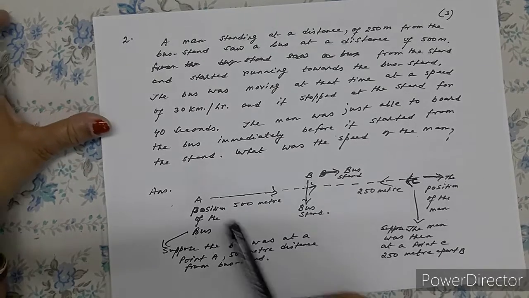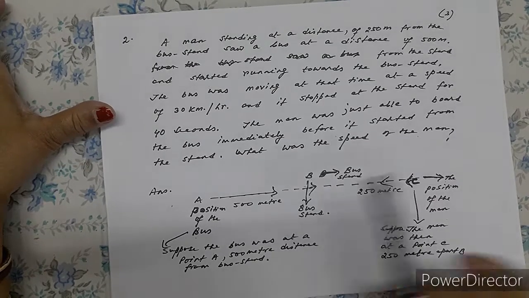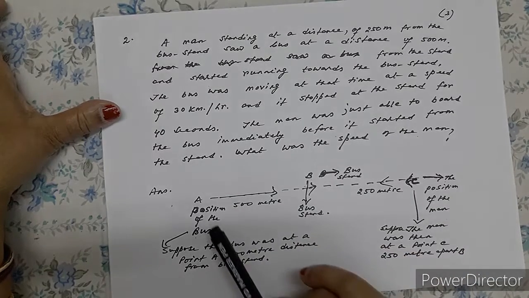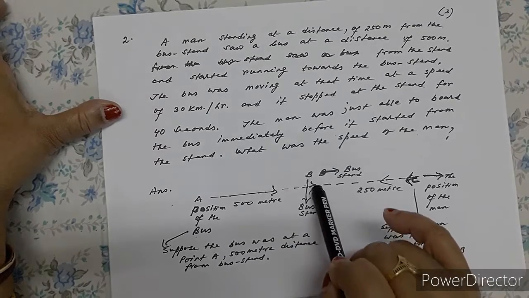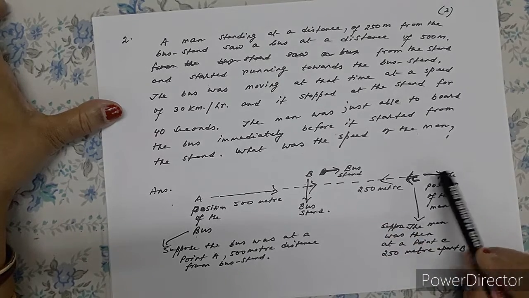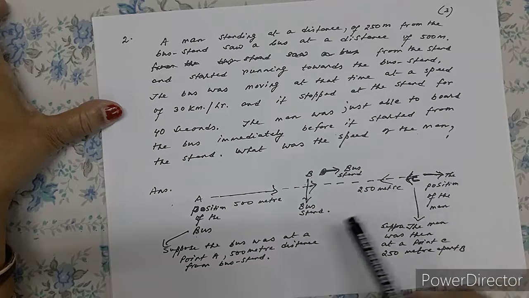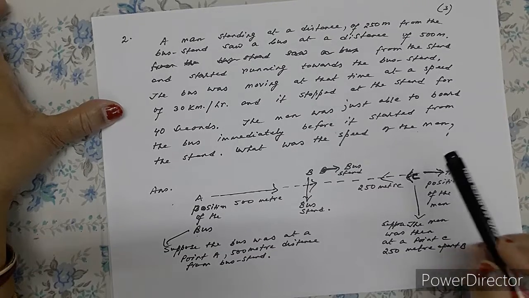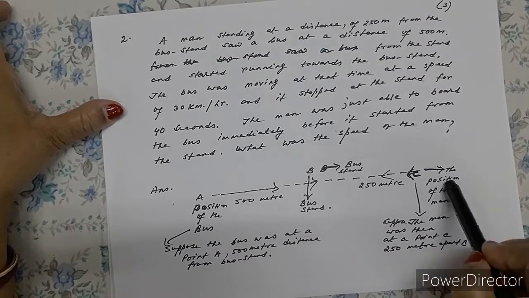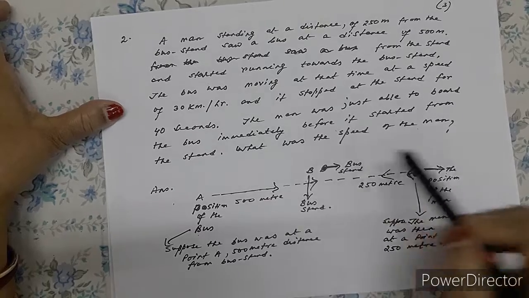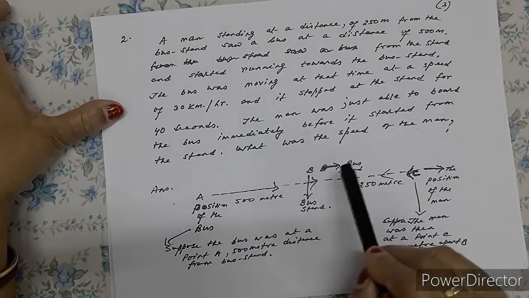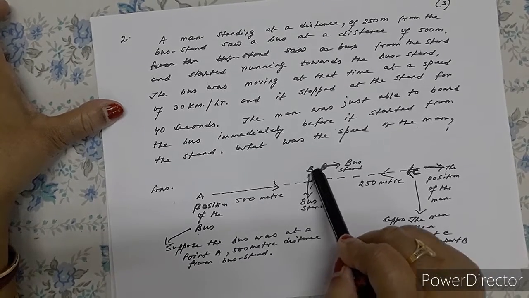So, I am drawing here. Let us suppose point A here, and point B is the bus stand, and the position of the man is at C. The man noticed the position of the bus. The man was at the opposite side of the bus. The bus stand is B. The man has to move 250 meters to reach the bus stand and the bus has to move 500 meters to reach the bus stand.